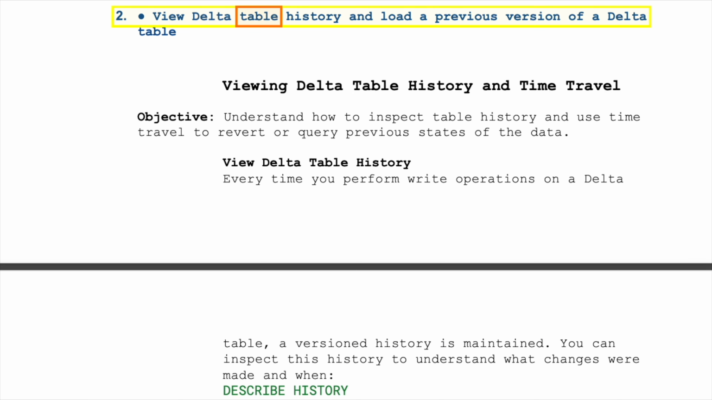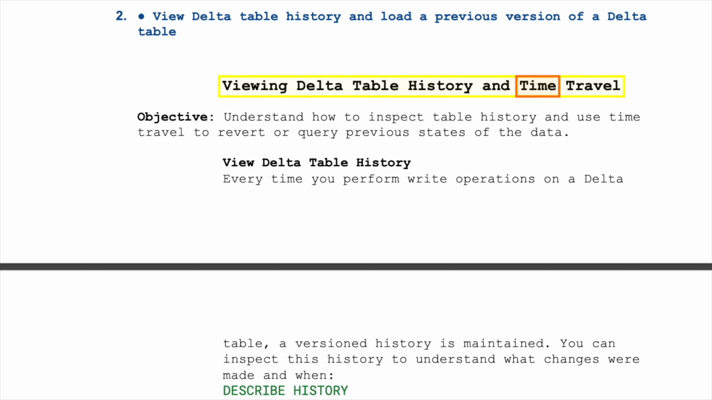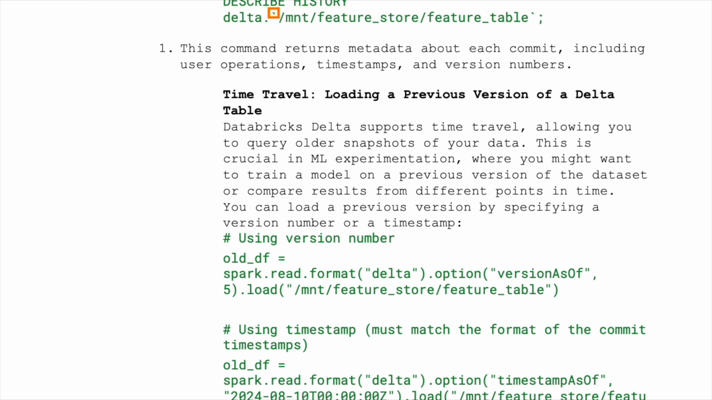2. View Delta table history and load a previous version of a Delta table. Viewing Delta table history and time travel. Objective: understand how to inspect table history and use time travel to revert or query previous states of the data. View Delta table history. Every time you perform write operations on a Delta table, a version history is maintained. You can inspect this history to understand what changes were made and when. DESCRIBE HISTORY delta.`/mnt/feature_store/feature_table_1`. This command returns metadata about each commit, including user operations, timestamps, and version numbers.